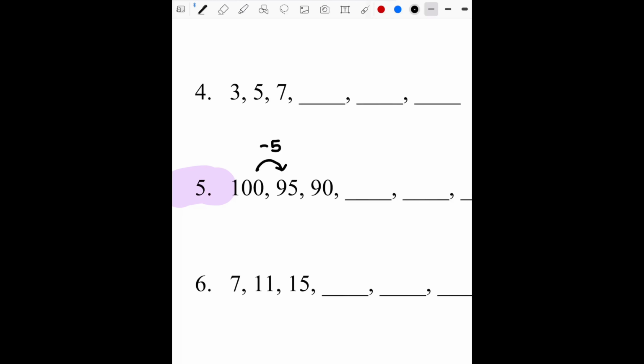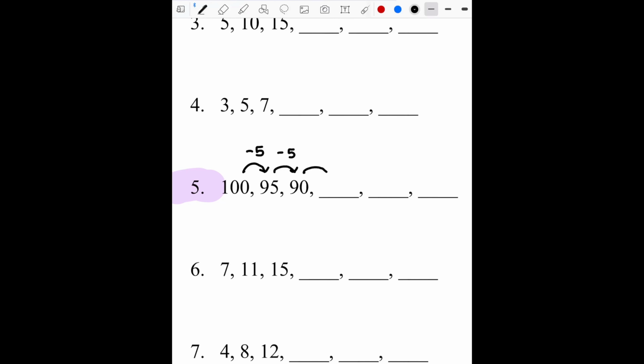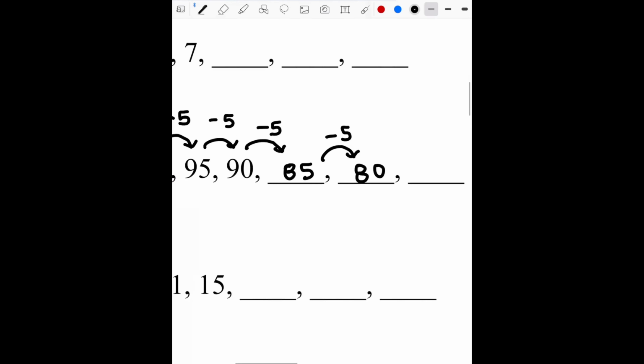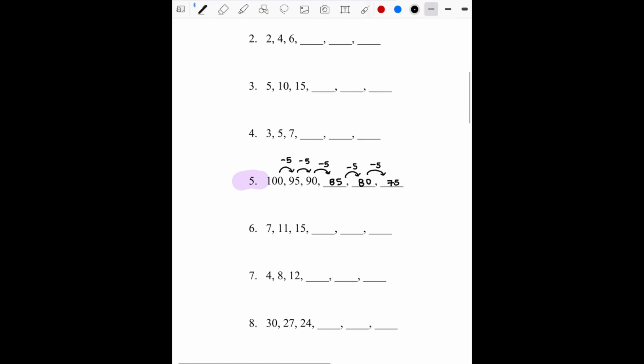So let's see if that pattern still exists with the next numbers. So 95 minus 5 is 90. There you go, we have the pattern. So 90 minus 5 is 85. 85 minus 5 is 80. And the last number here, 80 minus 5 is 75. Yay, we found the pattern.